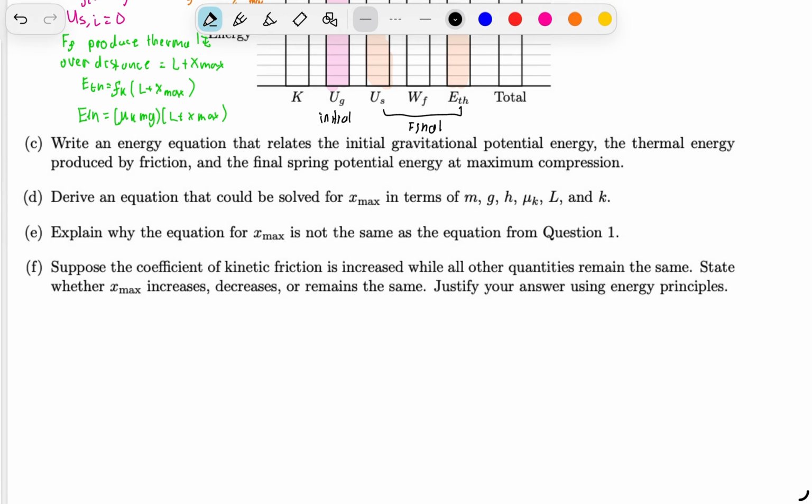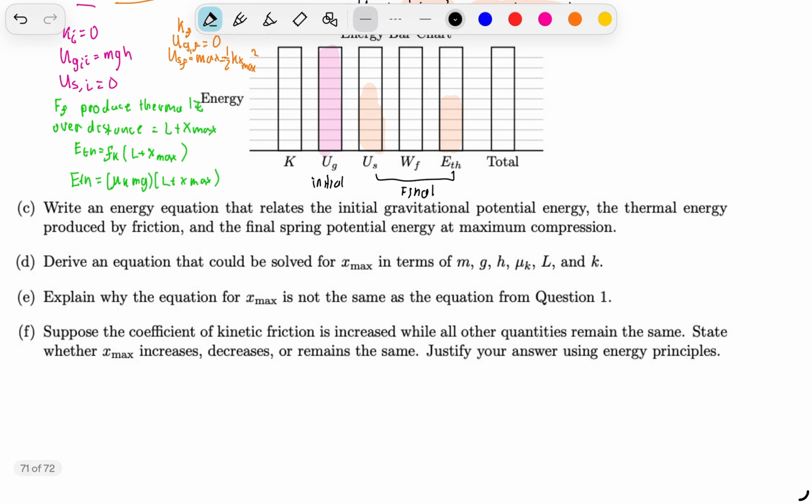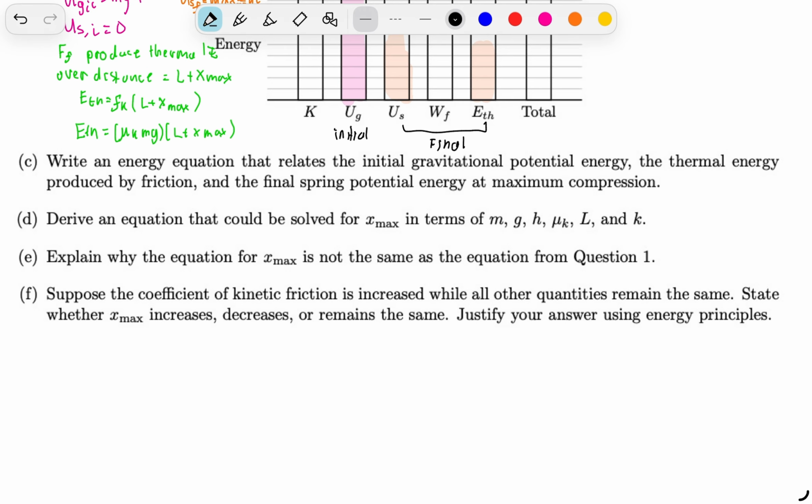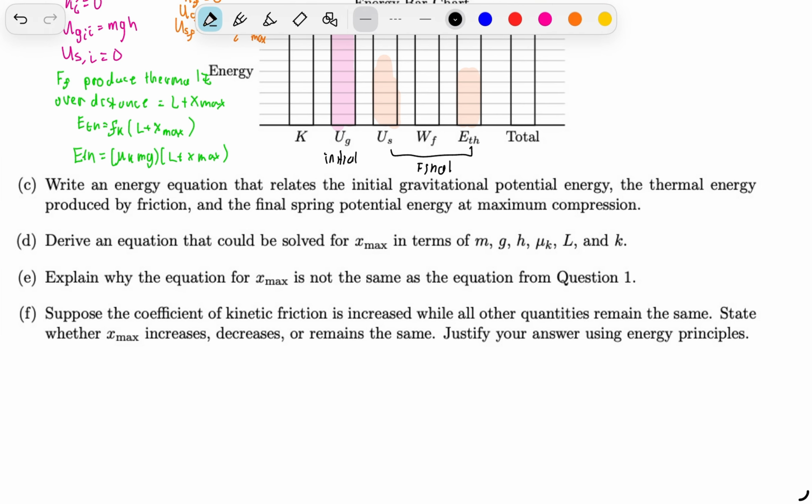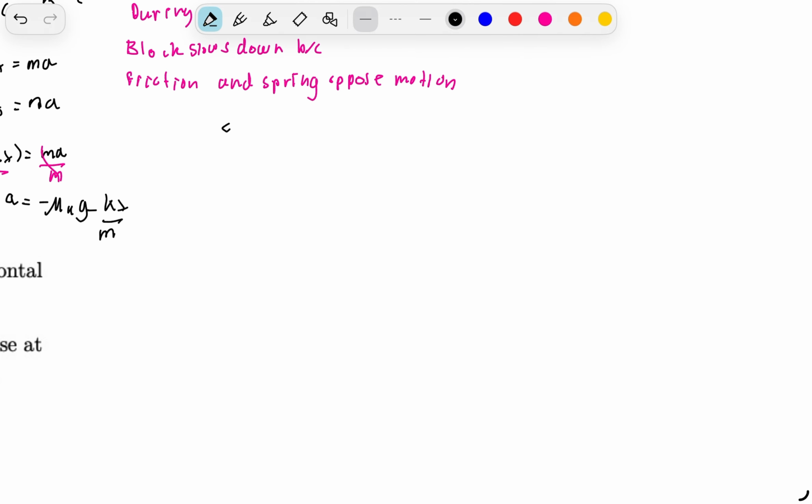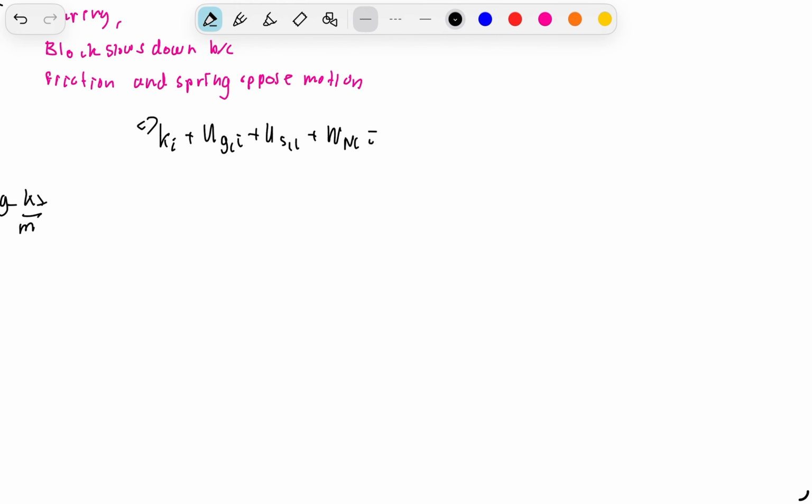Write an energy equation that is going to relate the initial gravitational potential energy, the thermal energy produced by friction, and the final spring potential energy at the maximum compression. So for part C, you're going to have to start with your full energy equation. We know we have to include the work done by friction because it was non-conservative, and we have initial kinetic energy, initial gravitational energy, initial spring energy, and the work done by non-conservative forces, which will subtract out.